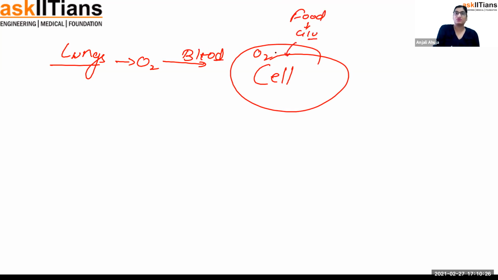So inside the cell, glucose and oxygen react. Then they form energy. And you know what? When energy is formed, a waste product is also formed, which is known as carbon dioxide. Now, this carbon dioxide comes outside, and through the blood, it goes to the lungs and then we breathe out.